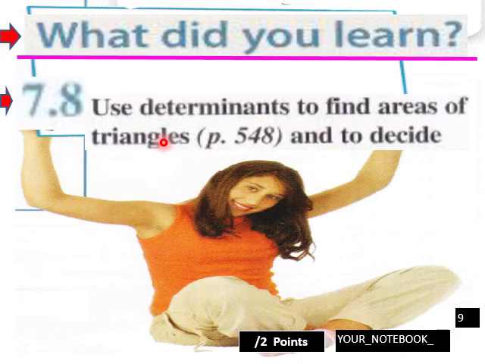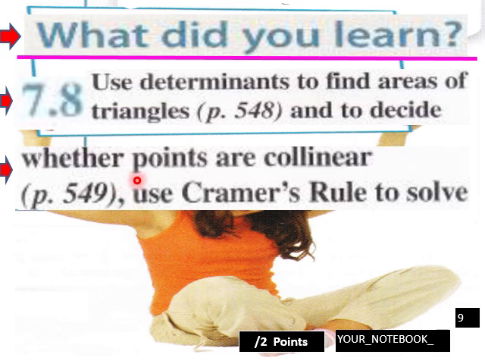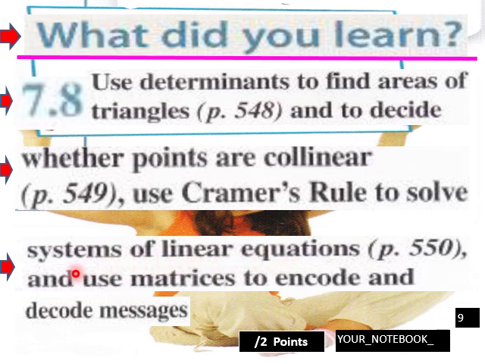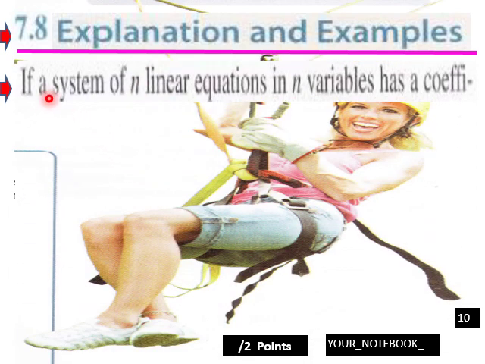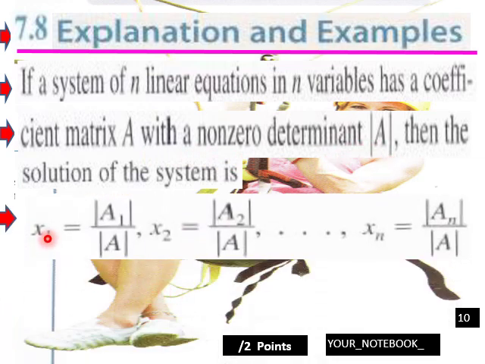Okay, what did you learn for 7.8? Use determinants to find areas of triangles and to decide whether points are collinear. Use Cramer's rule to solve systems of linear equations, and use matrices to encode and decode messages. 7.8, our explanation and examples. If a system of n linear equations in n variables has a coefficient matrix A with a non-zero determinant, then the solution of the system is this. So x1 would be A1 over A, x2 A2 over A, etc. It will be An over A.